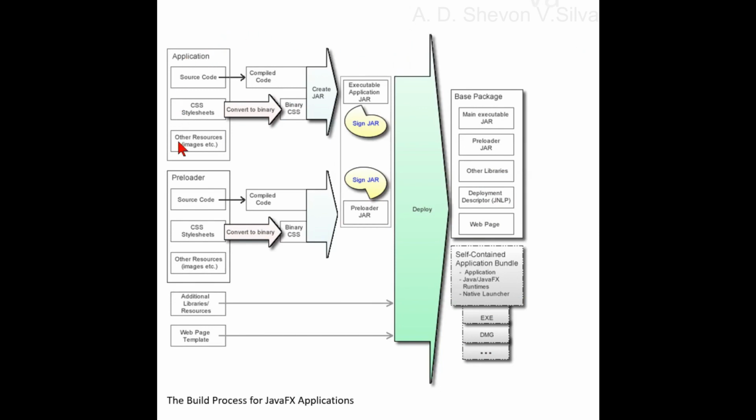JavaFX applications and preloaders are packaged into separate jar files, separate jar archives, and so are presented separately in the diagram, but the flow is the same. Main application and preloaders consist of source code, style sheets, and other resources. Source code must be compiled, and style sheets can optionally be converted to the binary format.